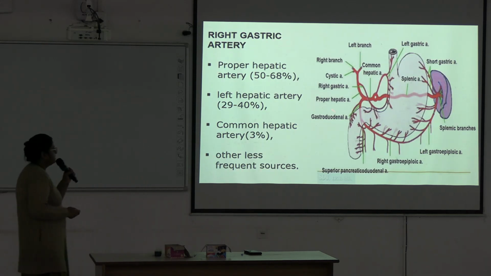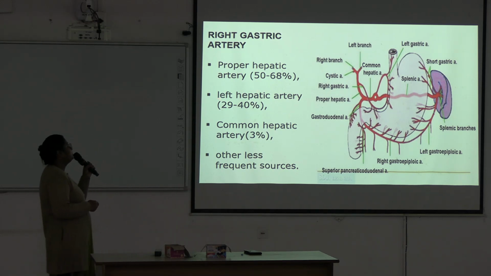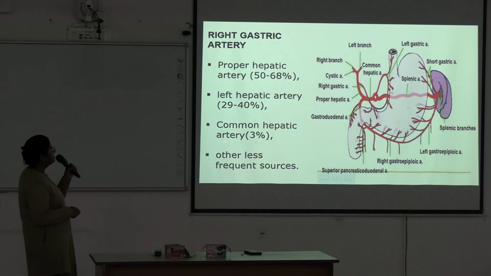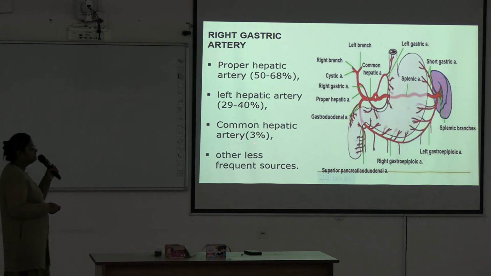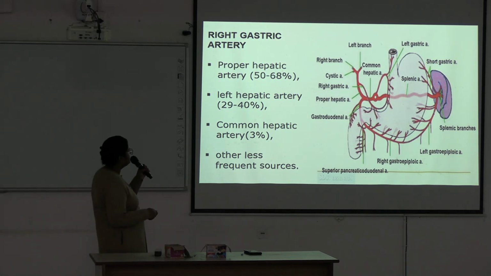Next is the right gastric artery. This one is the right gastric artery. It is a branch from the proper hepatic artery in 50 to 68% of cases, from the left hepatic artery in 29 to 40% of cases, from the common hepatic artery in 3% of cases, and other less frequent sources are also present.